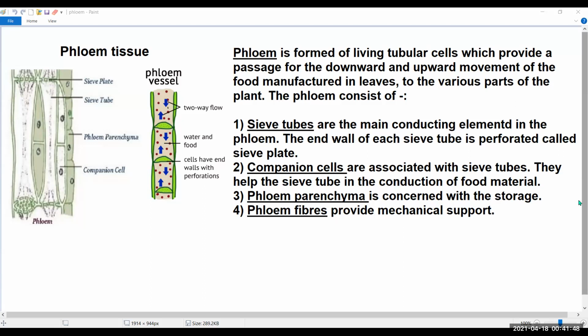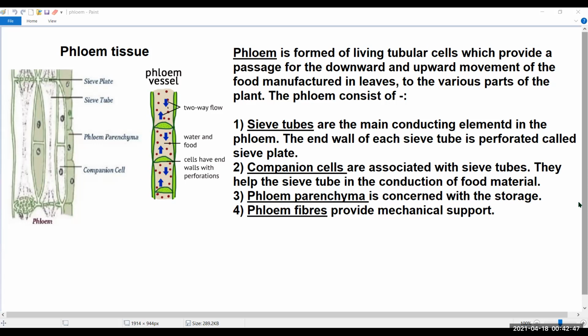Now, the phloem tissue. Phloem is formed of living tubular cells which provide a passage for the downward and upward movement of the food manufactured in the leaves to various parts of the plant. The phloem consists of sieve tubes, companion cells, phloem parenchyma, and phloem fibers. So what phloem consists of? Number 1, sieve tubes. Number 2, companion cells. Number 3, phloem parenchyma. And number 4, phloem fibers.